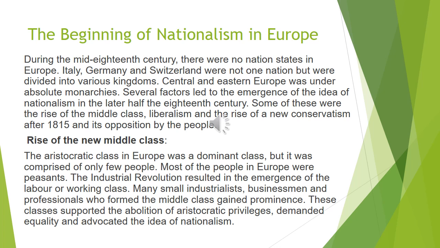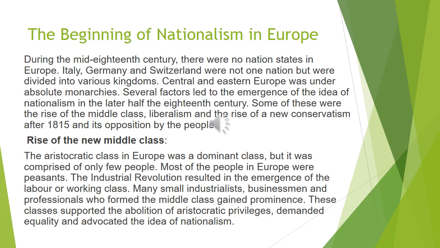Before the rise of the middle class, we see in Europe that there was an aristocratic class, which was a dominant class, but it was composed of only few people. Most of the people in Europe were peasants. So we can see there were two classes, the aristocratic class and the peasants. The Industrial Revolution resulted in the emergence of the labor or the working class. Many small industrialists, businessmen, and professionals who formed the middle class now gained prominence. So we see the rise of the middle class after the Industrial Revolution.